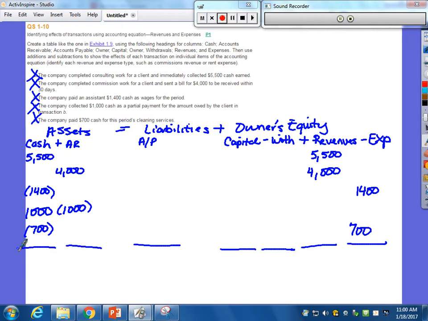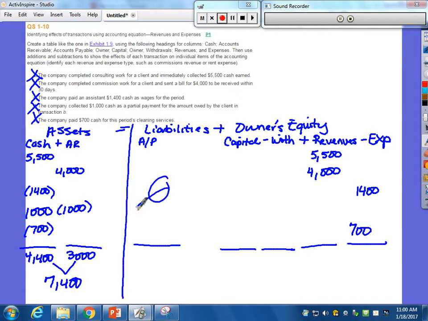Our total for cash is going to be what? 4,400. Our total for accounts receivable? 3,000, for a total amount of assets of what? 7,400. Accounts payable, we can separate this off. Accounts payable, 0, right? Capital, 0. Withdrawals, 0.